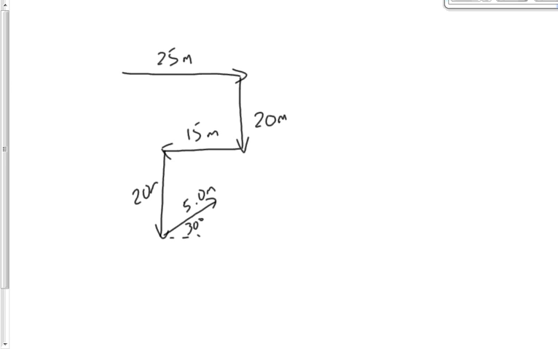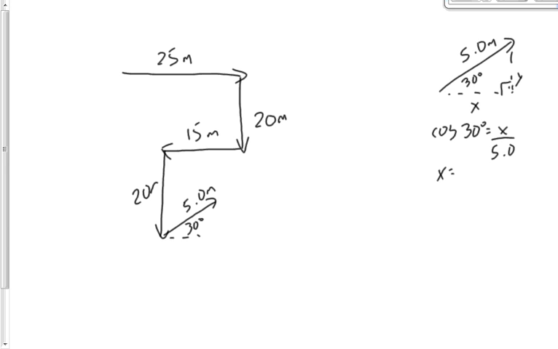Let's take that 5 meters at 30 degrees. Pay real close attention here, okay, guys? Take that 5 meters, put it over here, and break it up into x's and y's. X is the adjacent side, so we're going to say cosine 30 degrees is equal to adjacent over hypotenuse. X ends up being equal to 4.33. Sine 30 degrees is equal to opposite over hypotenuse, or y over 5. Y is equal to 2.5 meters.